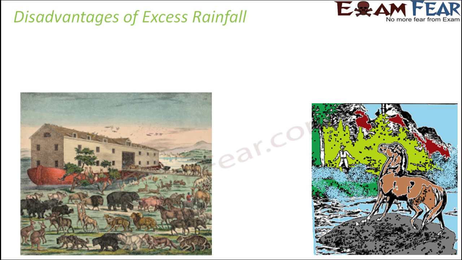But sometimes what happens is, if there is too much rainfall, now rainfall in the desired amount is needed, because if there is no rainfall it will adversely impact the agriculture. But what happens when there is too much rainfall? Too much rainfall again causes harm. When there is too much rainfall, it's what we call a flood.